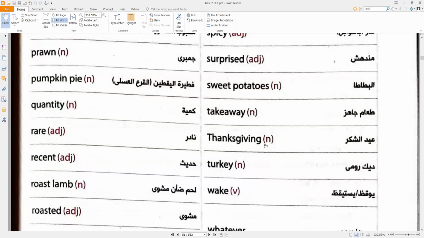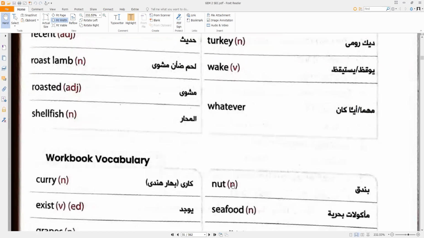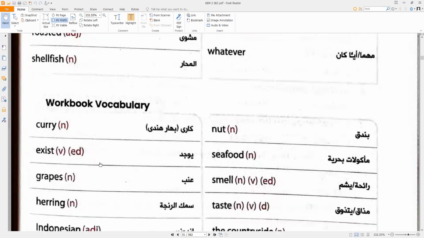Thanksgiving, yeah, it's a festival. Turkey, small, we are talking about a kind of bird. Capital, we talk about the country, Turkey. Wake, get up, whatever. Curry, a kind of spice.